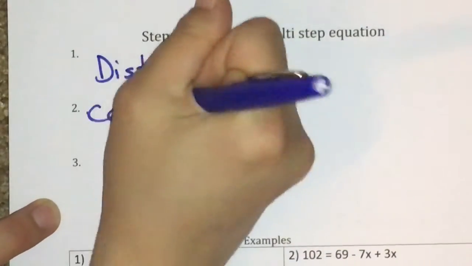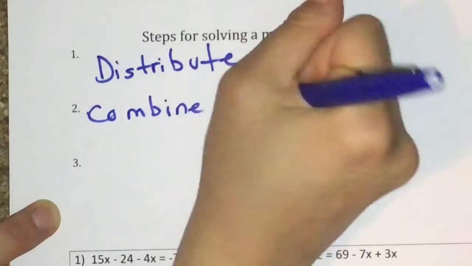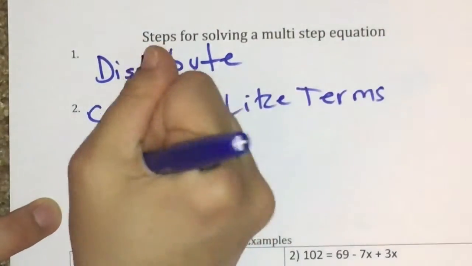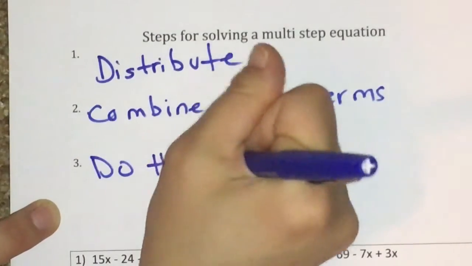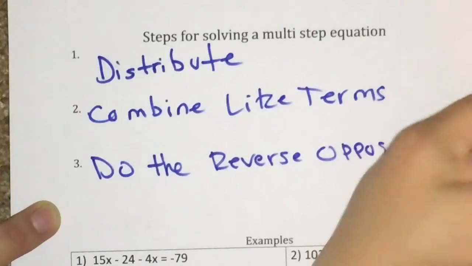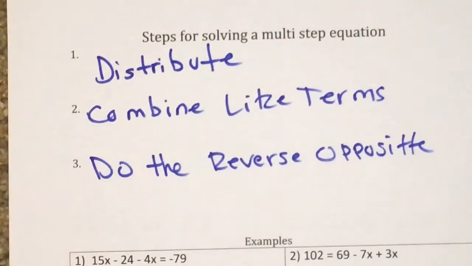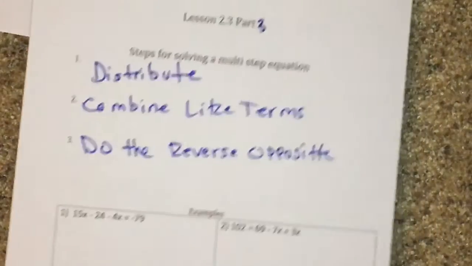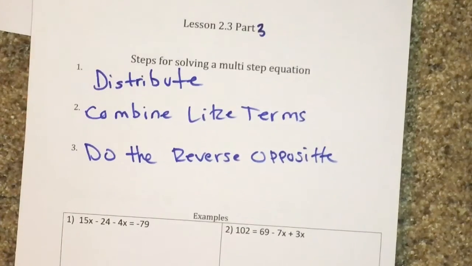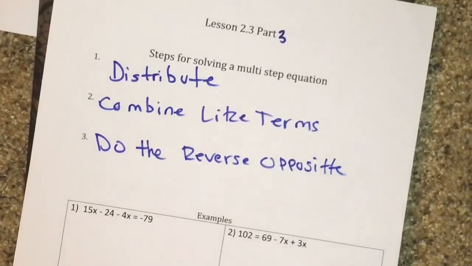Step 2, combine like terms. Step 3, do the reverse opposite, or in other words, do the inverse operation of what's happening there. So if one of those steps is already done, you can skip and move on to the next step. Let's go ahead and move on to some examples on the second page.